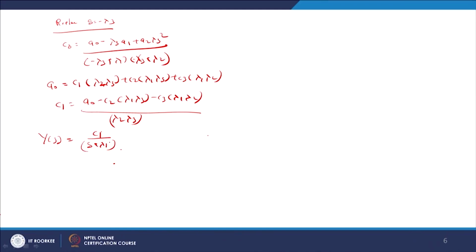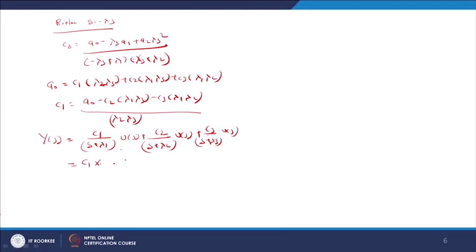The main purpose is to develop the state space model. Now you see the output Y of s equals C1 over s plus lambda 1 into U of s, plus C2 over s plus lambda 2 into U of s, plus C3 over s plus lambda 3 into U of s.